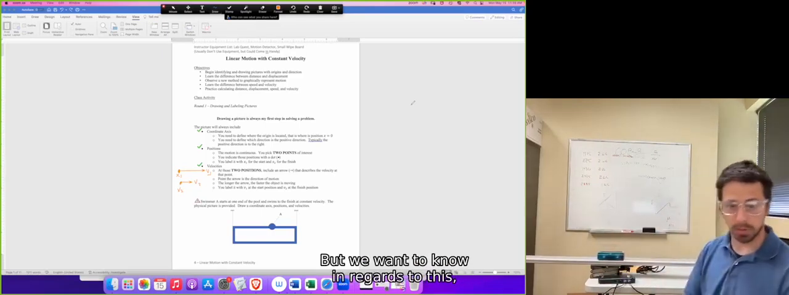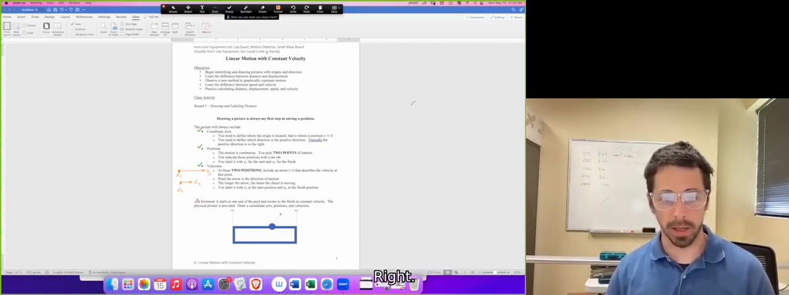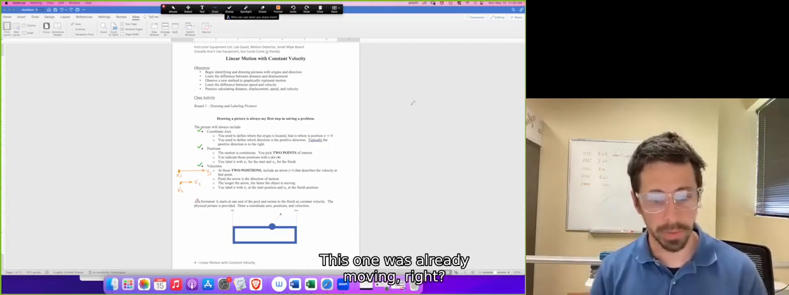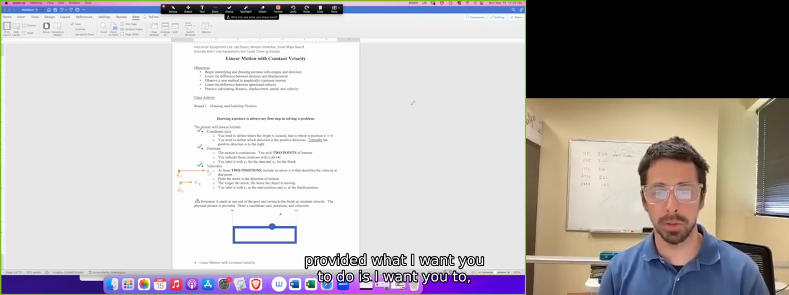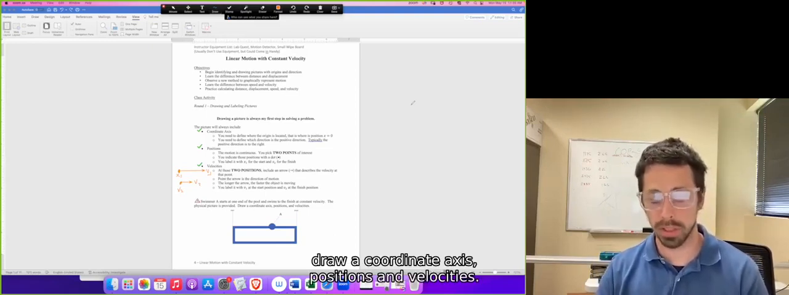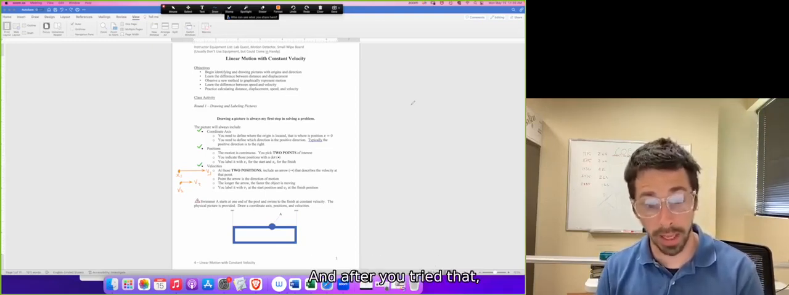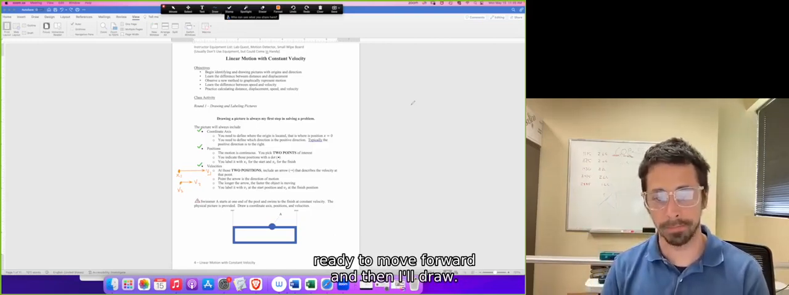But we want to know, in regards to this, if I have the beginning and if I have the end, the swimmer's already moving, right? The physical pictures provided, what I want you to do is, below it or above it, draw a coordinate axis, positions, and velocities. And after you've tried that, respond with yes, ready to move forward, and then I'll draw.